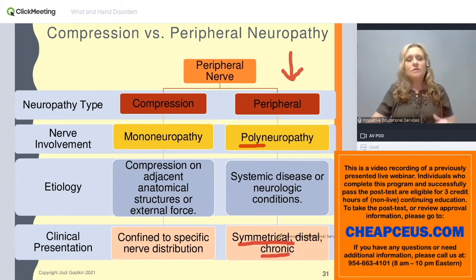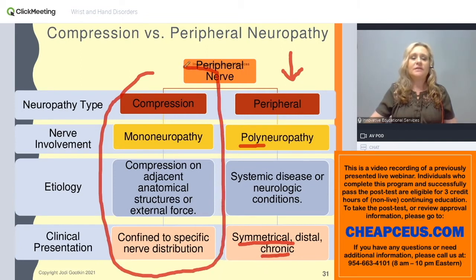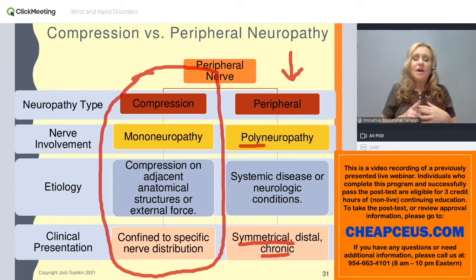Where we're focusing today are going to be on our compressive neuropathies on the left-hand side. This is involving one specific nerve, and it's either space occupying, something else is in the space where that nerve should be passing, or the structures inside that tunnel have enlarged, compressing on that nerve, and our clinical presentation will be very specific to the nerve that is involved.